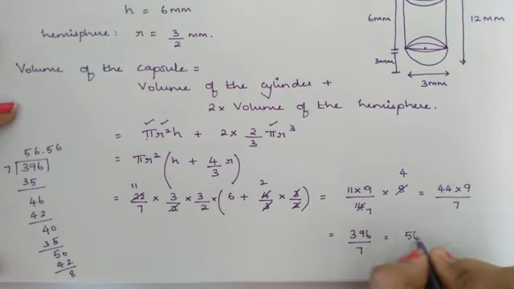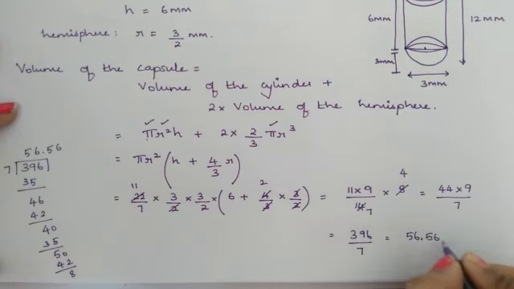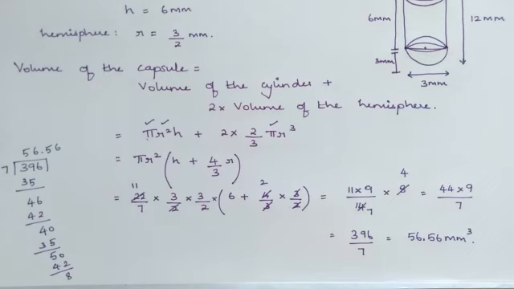It is 56.56 millimeter cube. So this is going to be the capacity of the capsule. That is, this much medicine can be put inside the capsule.